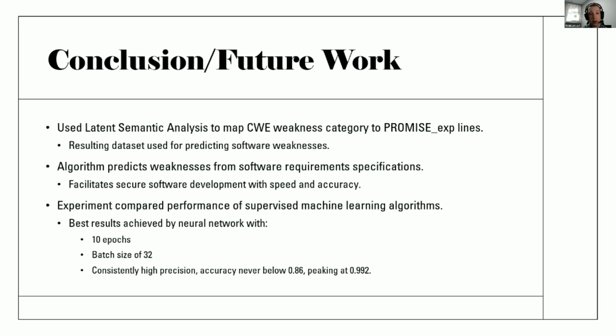We conducted an experiment to compare the performance, or accuracy or precision, of various supervised machine learning algorithms to arrive at the most optimal algorithm for the task. And we found that a neural network with 10 epochs and a batch size of 32 showed the best results in precision, troughing at no less than an accuracy value of 0.86 and peaking at 0.992 while remaining above 0.9 on average.